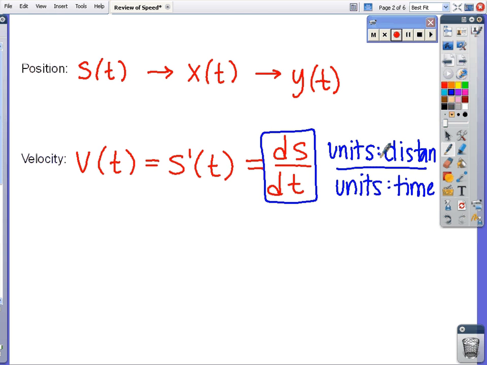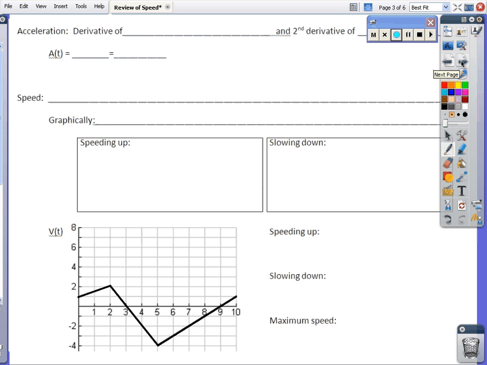So these notes are actually coming out of the 3.4 notes packet that we had. And so if you get that out, you will be able to follow along.